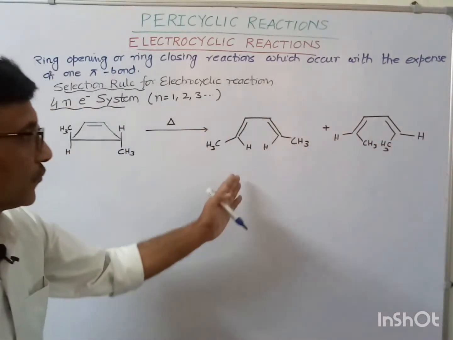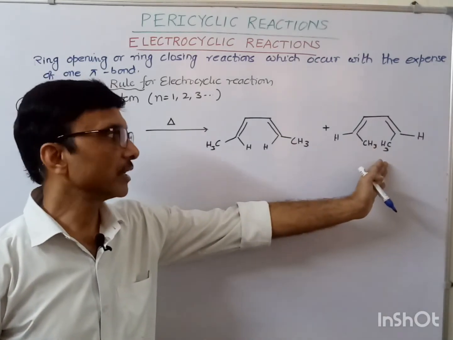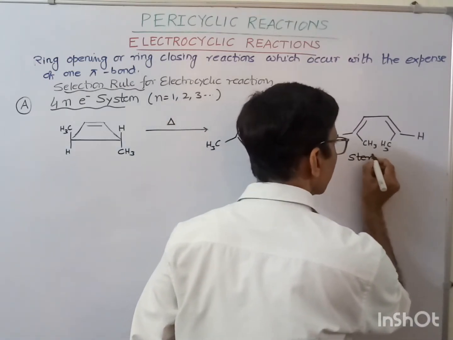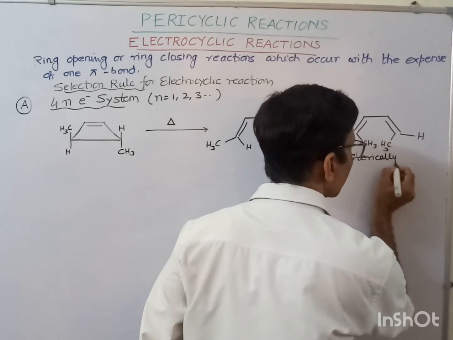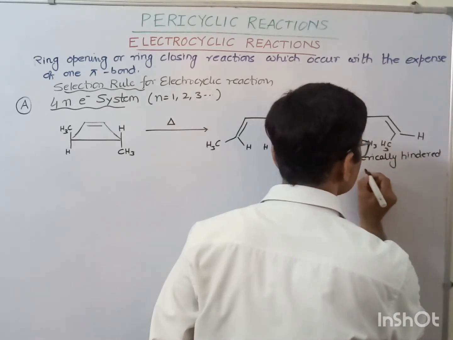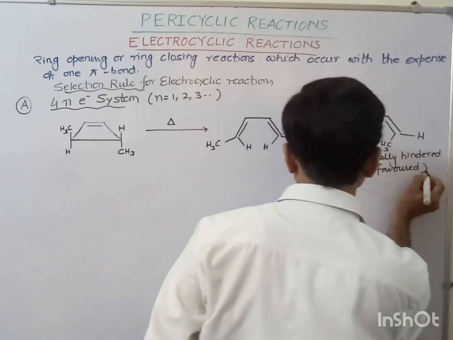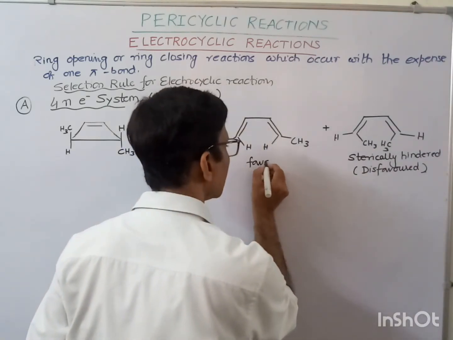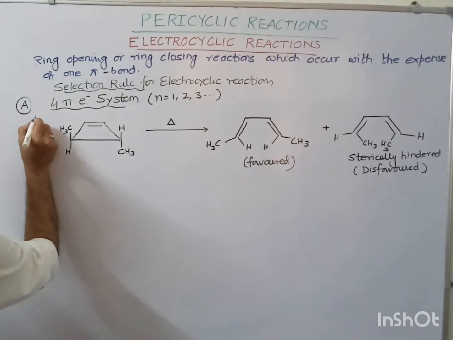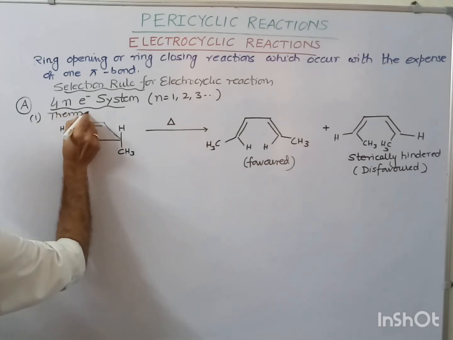But out of these two products, the two CH3 groups are quite close and sterically hindered. That's why this product is disfavored, whereas this product is favored. So this is the result under thermal condition.